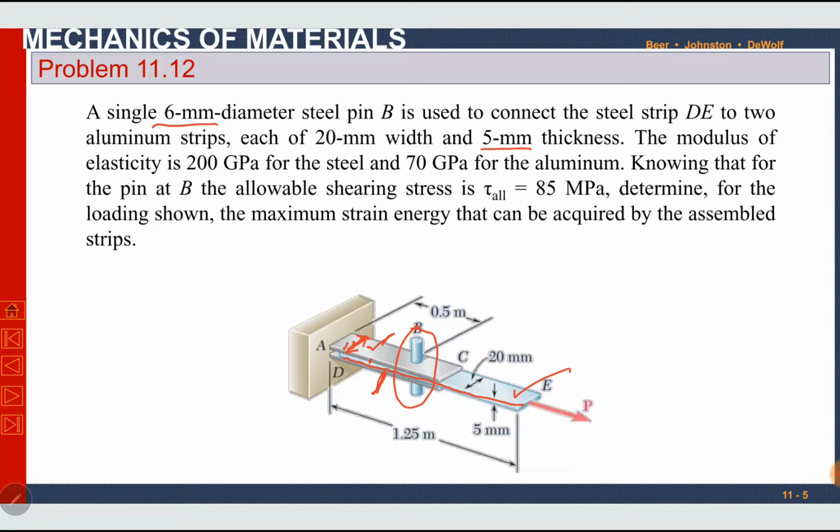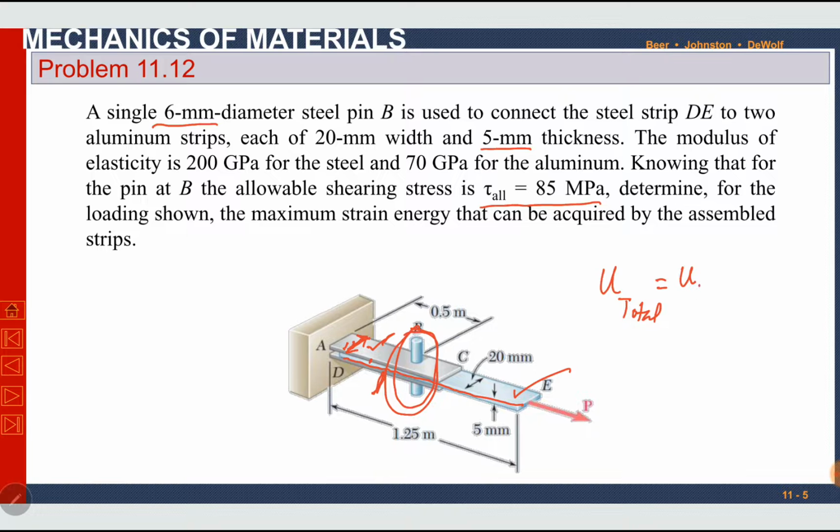Knowing that for the pin at B the allowable shearing stress is 85 megapascal. Tau allowable for this pin is 85 megapascal. Determine for the loading shown the maximum strain energy that can be acquired by the assembled strips. Maximum strain energy means the total strain energy of this assembly if we do not exceed tau allowable. So we have to find U total.